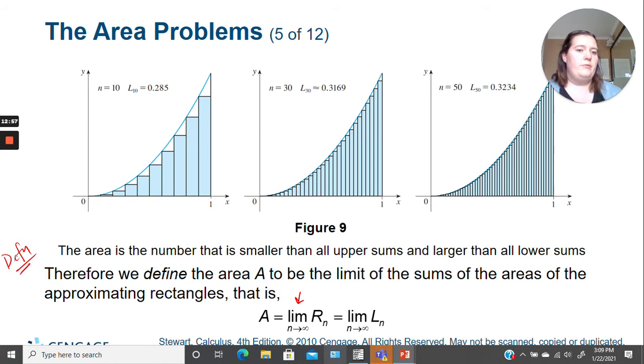One is approaching it from below, one is approaching it from the left. It just depends on what your graph looks like as to which one's going which direction. But those two summations that we looked at, if you increase the number of rectangles to infinity, they're the same, and that's equal to the area.